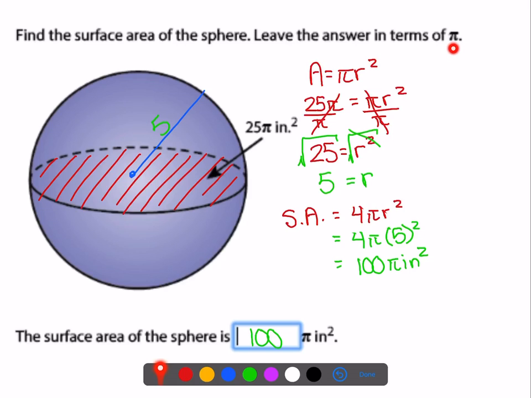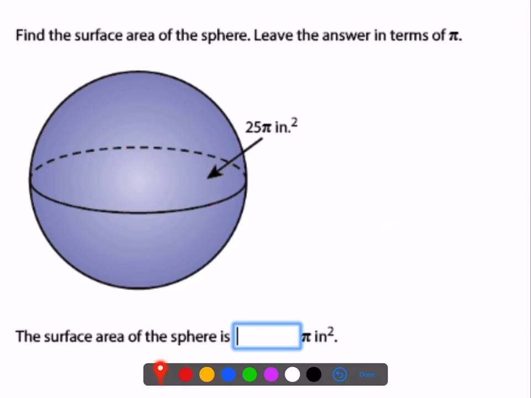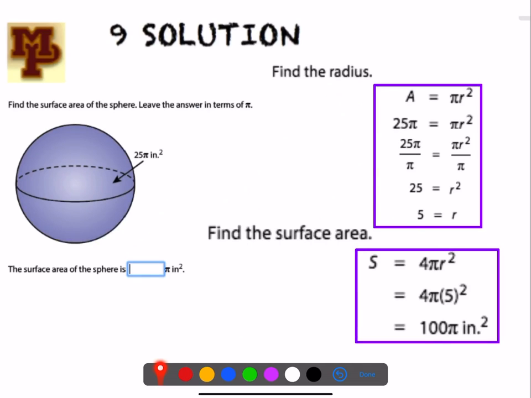If it said round to the 100th or round to the 10th, then I multiply by pi and plug in that answer. Since it says to leave it in terms of pi, I just need the number involved. And again, the work all laid out once again. As we can see, the pi's cancel out, the pi's cancel out, and then we take the square root of both sides, leaving us with r equals 5, and then doing the math, we end up with surface area is equal to 100 pi inches squared.